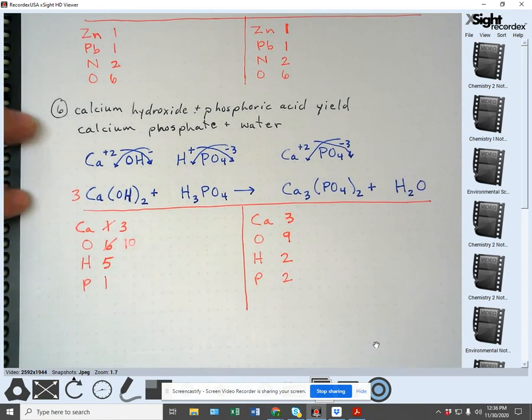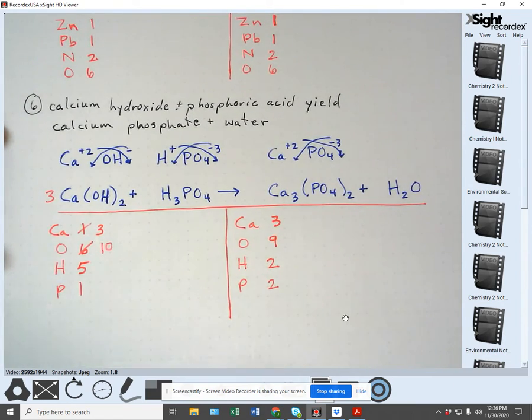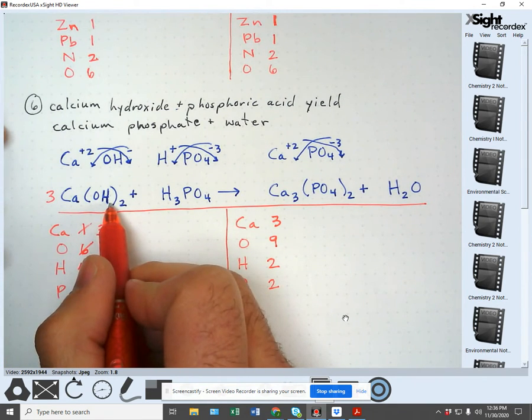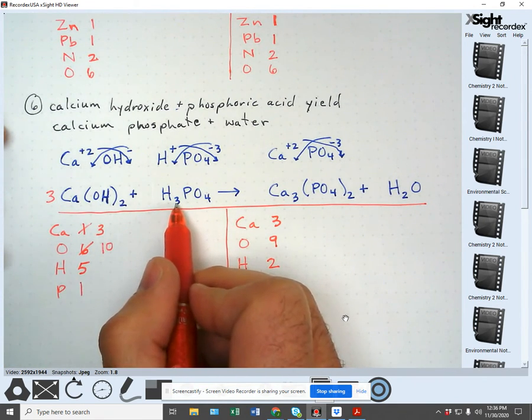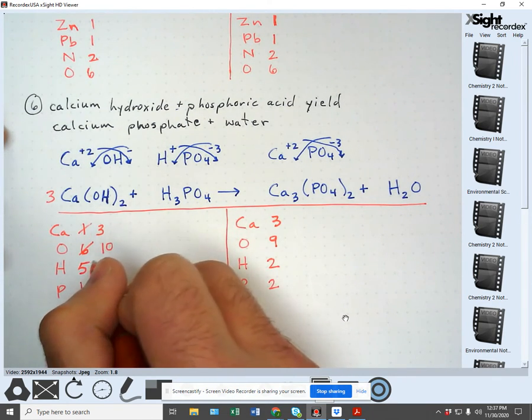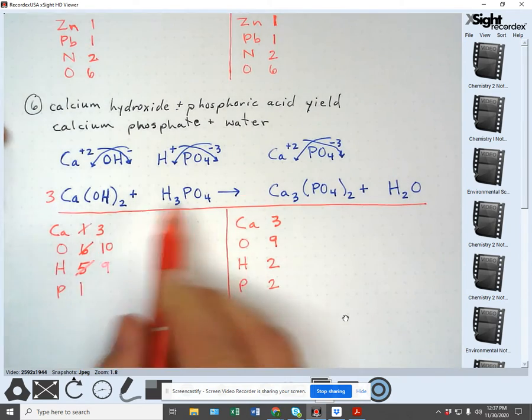Okay. Now, next we have our hydrogens. 3 times 2 times 1 is 6, plus the 3 here. 6 plus 3 means we're at 9. Okay, and it didn't affect the phosphorus.